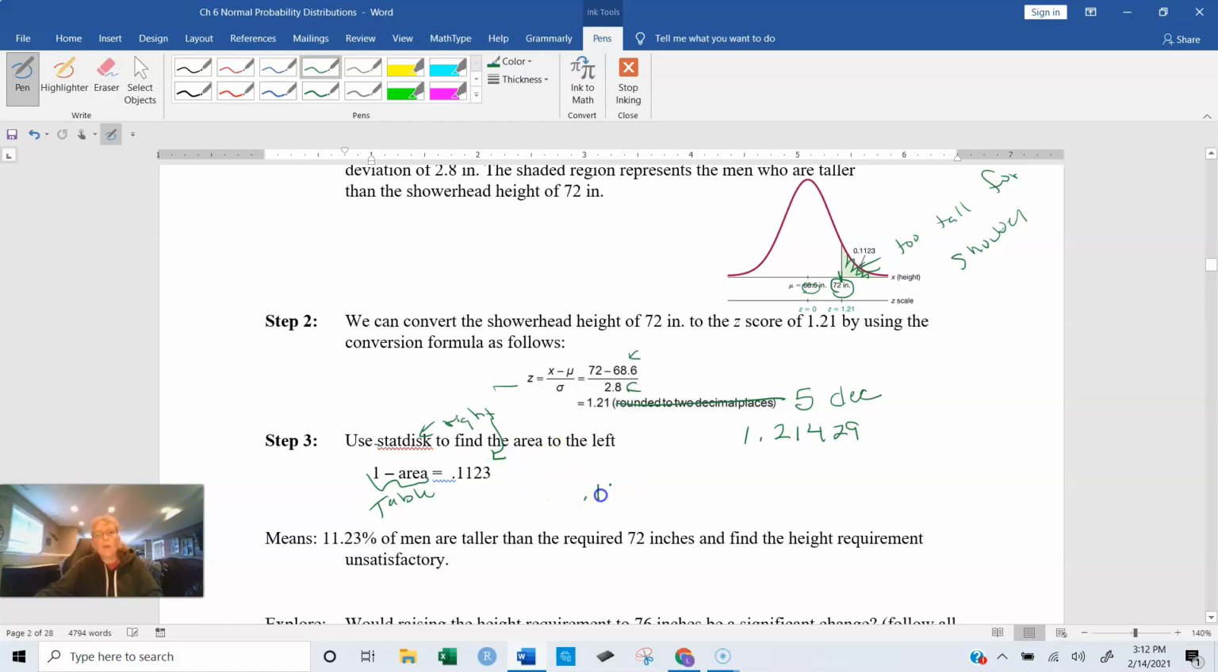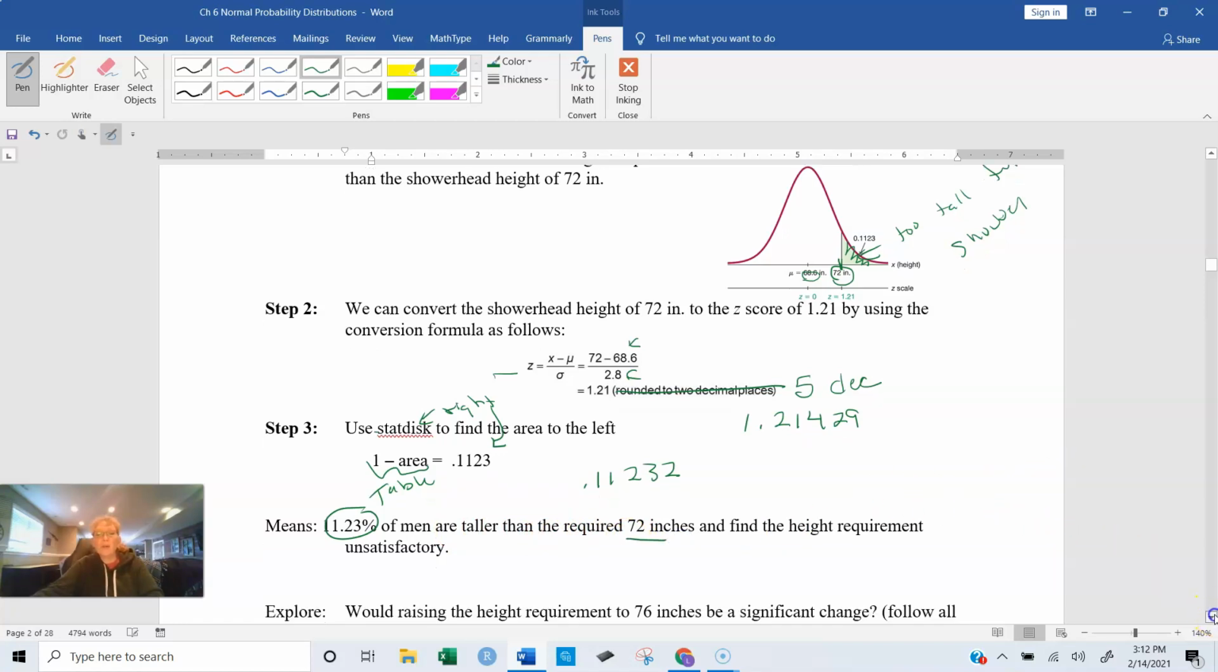Actually, you would get 0.11232. This means 11.23% of the men are taller than the 72 inches that is a required height. That's quite a bit, actually.